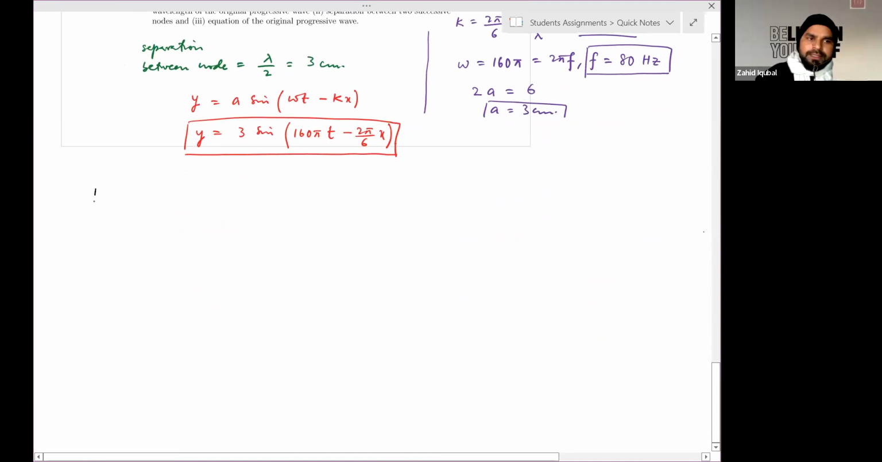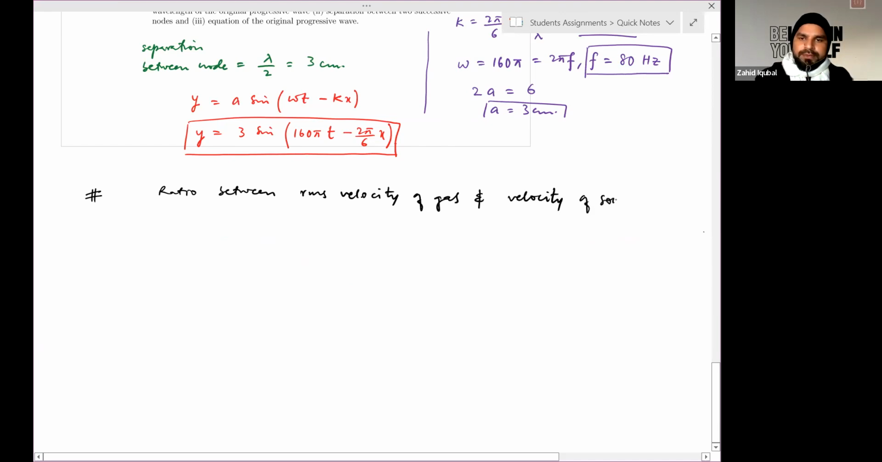There will be some related questions from this chapter. You'll be asked to find a relation, a ratio between the RMS velocity of gas and the velocity of sound.